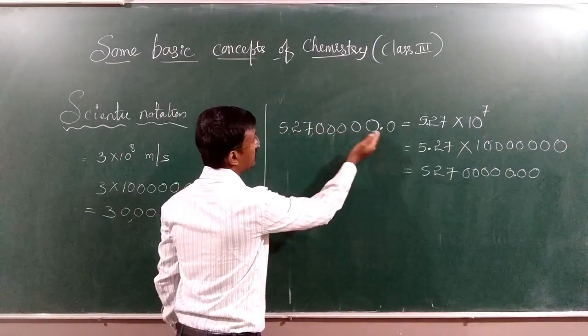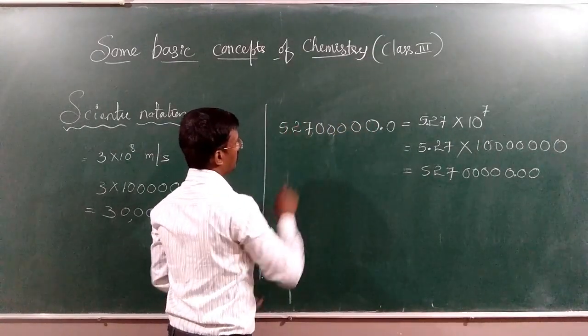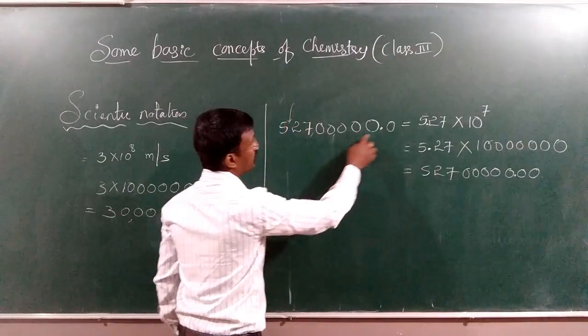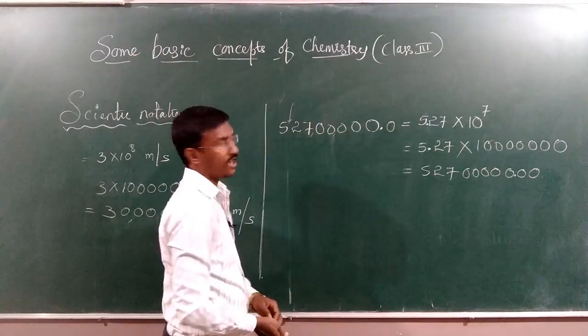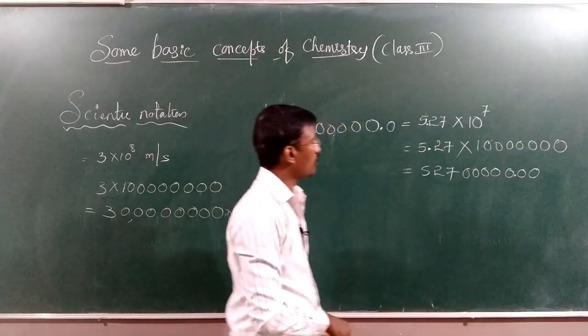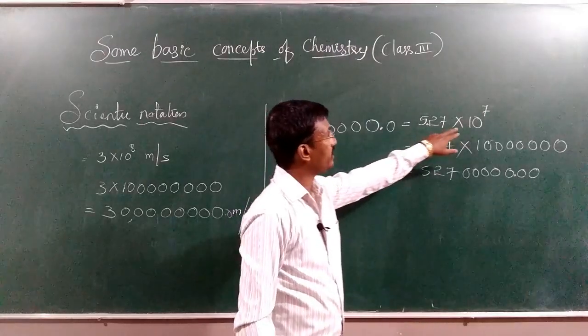So how far have I shifted the point? I have shifted it from here to here. The 0 is coming to this point. So, 1, 2, 3, 4, 5, 6, 7. The point is shifted 7 places. That's why I have written 10 raised to 7. After multiplying by 10 raised to 7, we get 5.27 into 10 raised to 7.